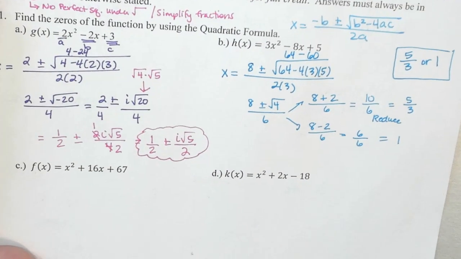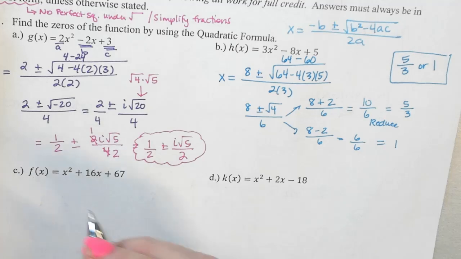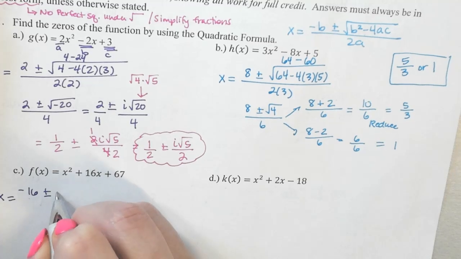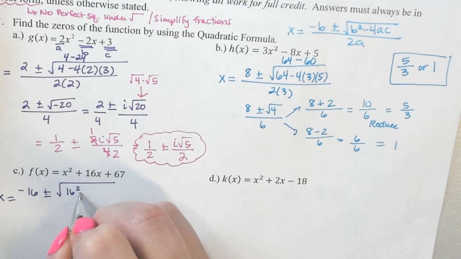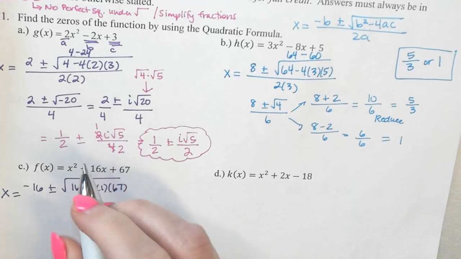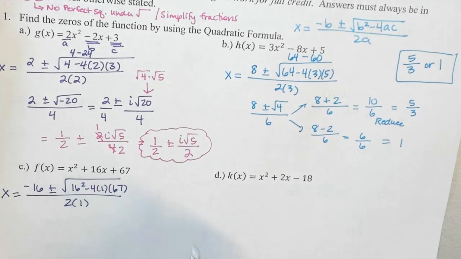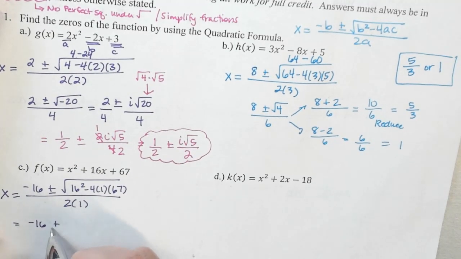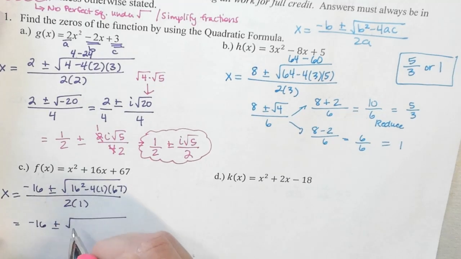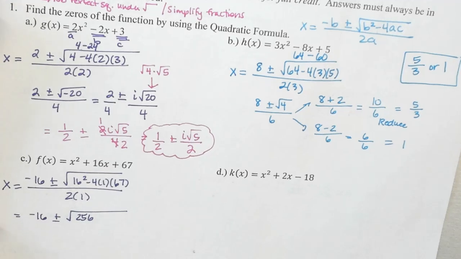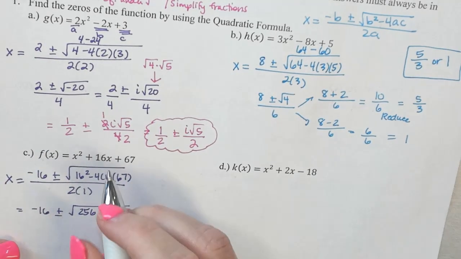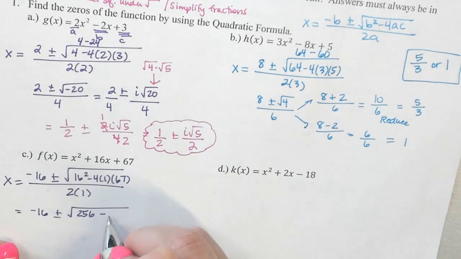For C, I let you use a calculator on that because you had 67, which is a little bit bigger. So the opposite of b plus or minus the square root of b squared minus 4ac divided by 2a. And then when you square 16, you get 256. I let you use your calculator for that one. And then 4 times 67 would be 268.